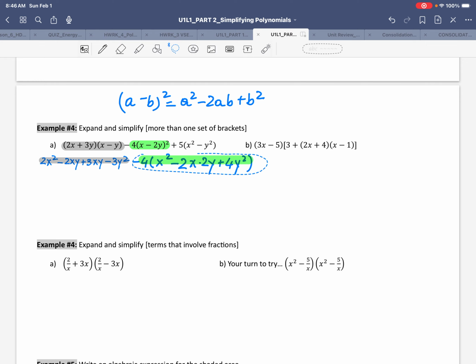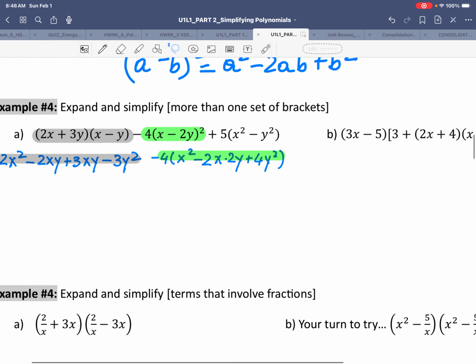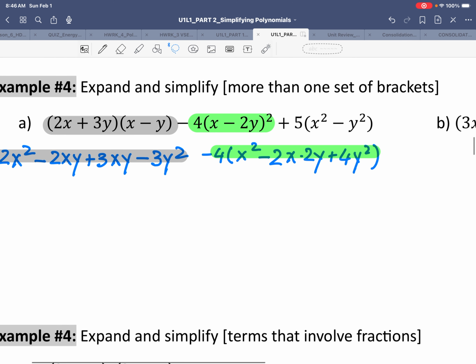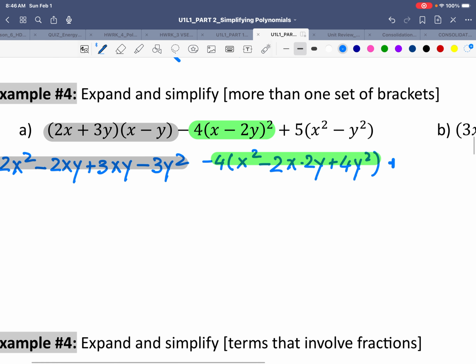Let me just minimize this. And lastly, we have 5 times x squared minus y squared. Now you probably recognize this is a difference of squares. So in this case, we're simply expanding, multiplying by 5. So we'll write in here plus 5x squared, and then minus 5y squared.